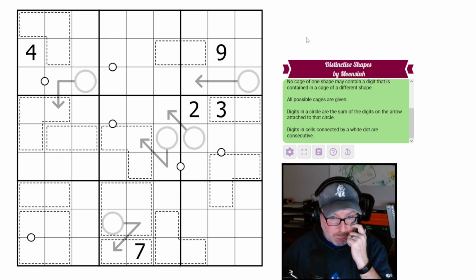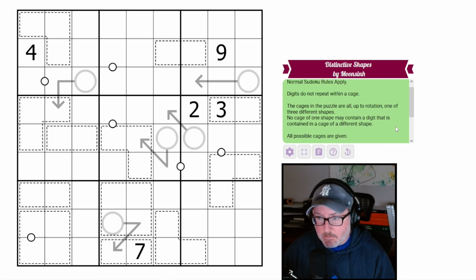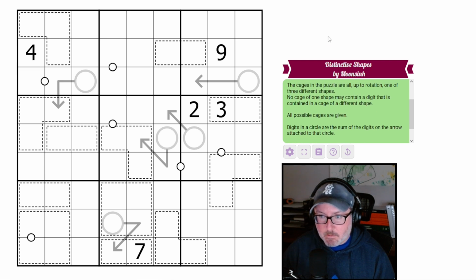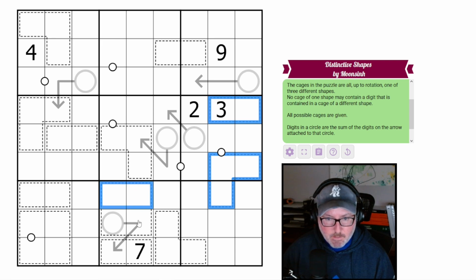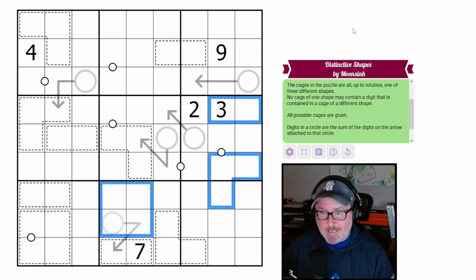So where the heck do we start is a good question. That is a very good question. Let me scroll up here again and repeat this guy. The cages in the puzzle are one of 3 shapes, and no cage of one shape may contain a digit that is contained in a cage of a different shape. Okay. So, how many digits do we have in cages? 1, 2, 3, 4, 5, 6, 7, 8, 9. Okay, so each cage shape is going to have a unique set of digits in it because we have 9 digits between the 3 different cages.